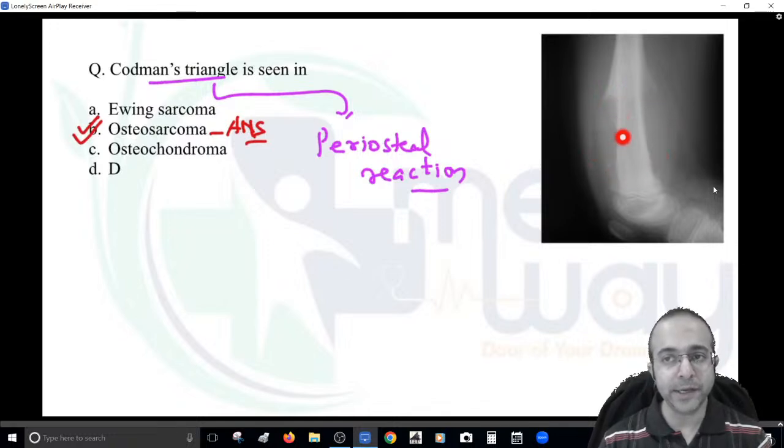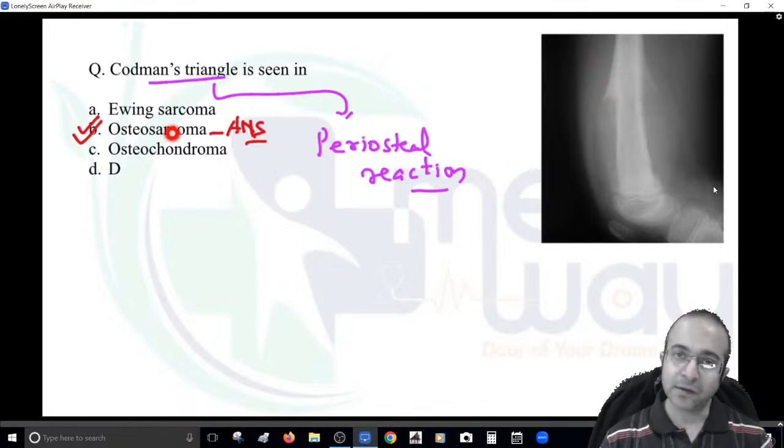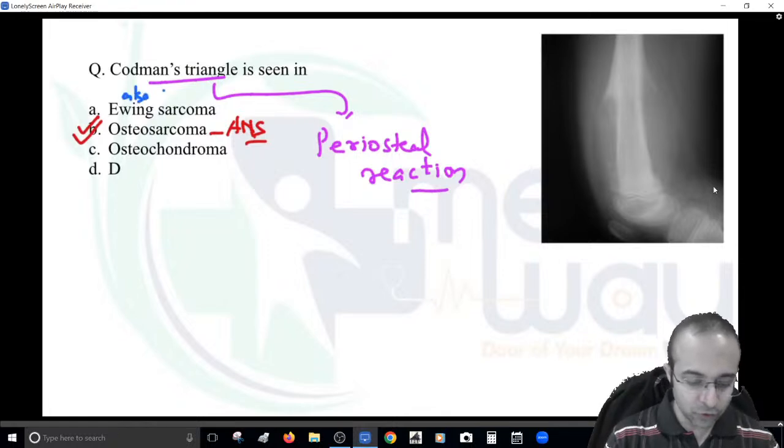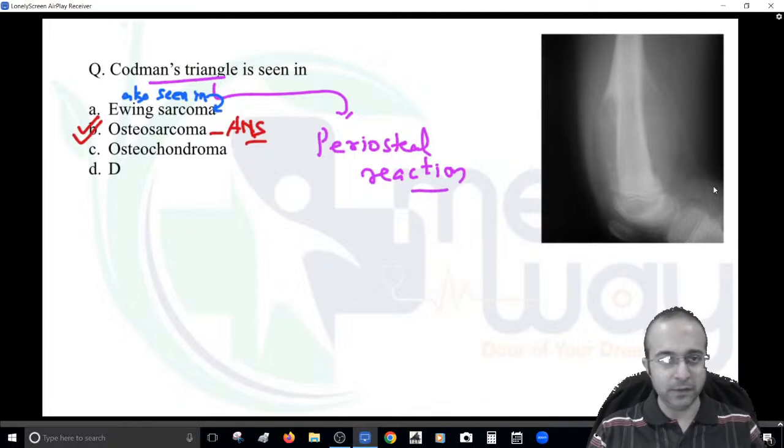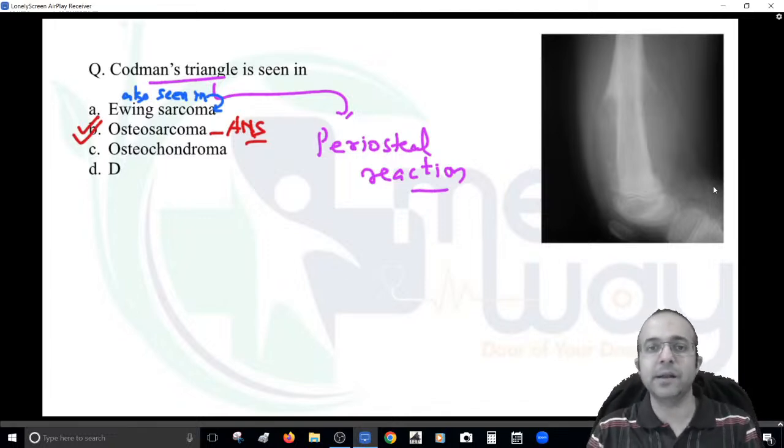This tumor could be eating up the bone also here in maybe the later stages, and this periosteal reaction would take the shape of a triangle like this. That is Codman's triangle. It's classical of osteosarcoma. It is also seen in Ewing sarcoma. So if the question was Codman's triangle is seen in all except, then you have to think accordingly. If it was simply Codman's triangle is seen in, the most appropriate answer in that scenario would be osteosarcoma. Clear with that, guys?